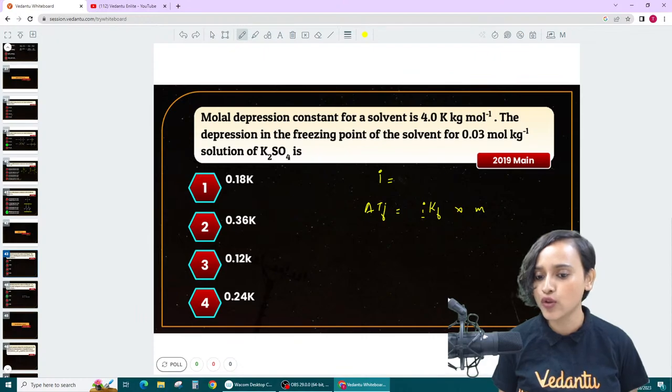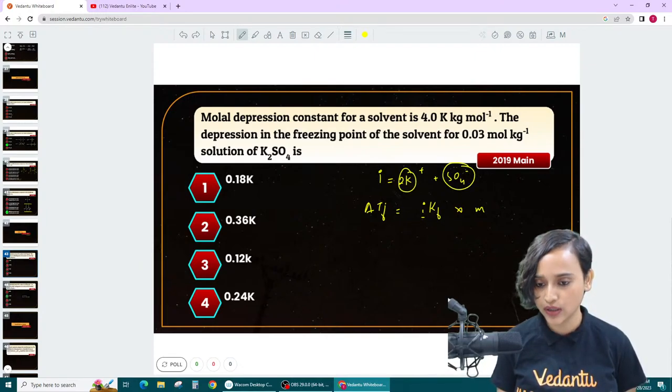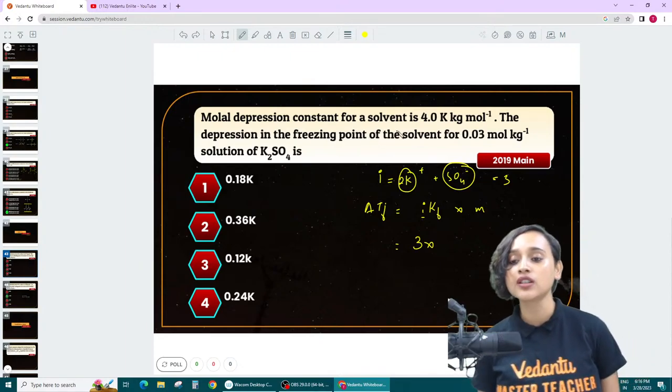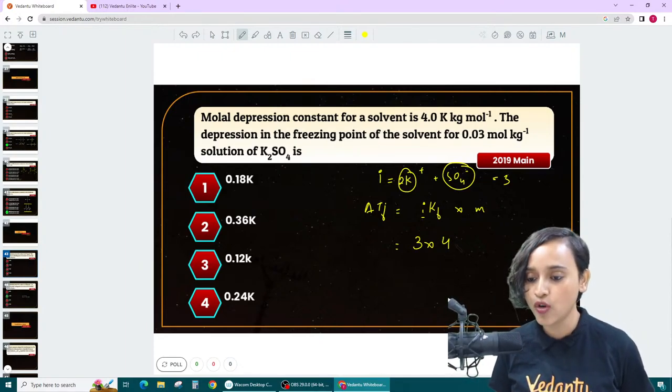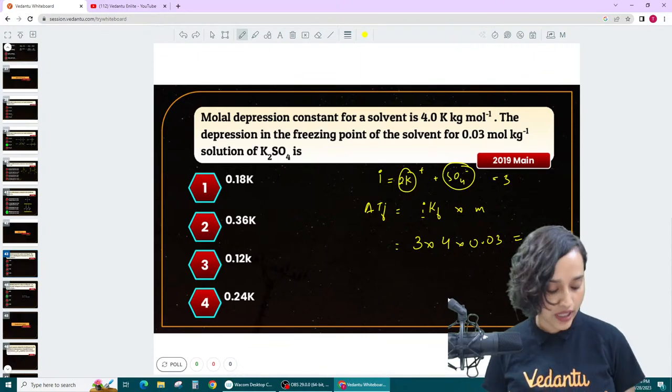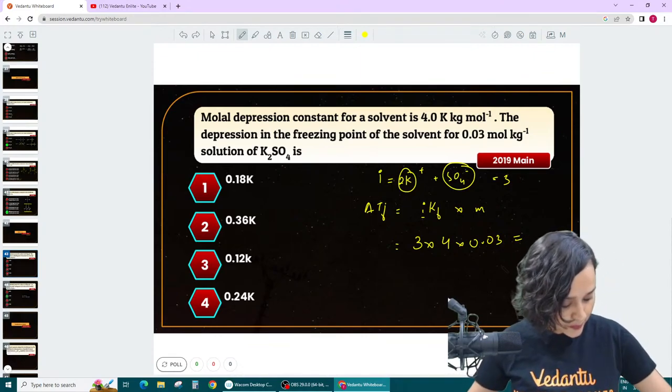See, K2SO4 will break down into 2K plus and SO4 minus minus, isn't it? So here are two ions, here is one ion. That means i is equal to 3. So that means 3 into Kf is given. Molar depression constant is given to us, so that is 4, into m is 0.03. Calculate this. 3 into 4 is 12. 4 threes are 12 only, right? 12 into 0.03. How much will be the answer, guys?